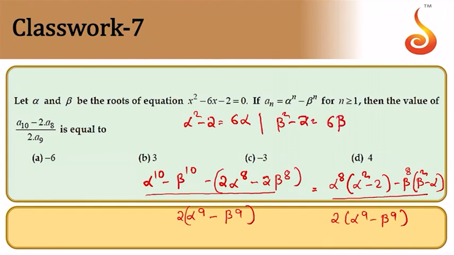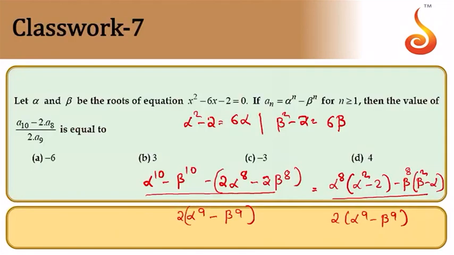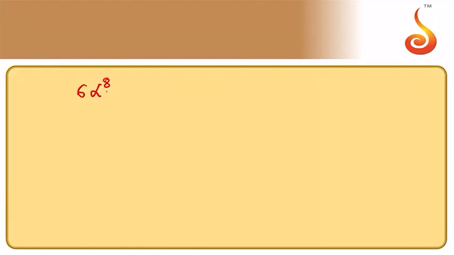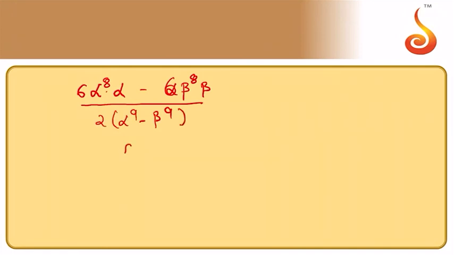In place of alpha square minus 2, we write 6 alpha. Here we write 6 beta. Similarly, beta square minus 2 is equal to 6 beta. If we write these values, what we get is alpha to the power 8 into 6 alpha minus 6 beta to the power 8 into beta divided by 2 alpha to the power 9 beta to the power 9. So we get 6 by 2, answer equal to 3.